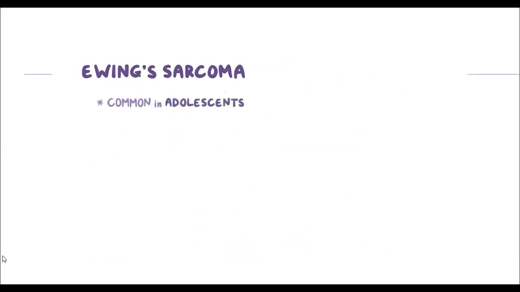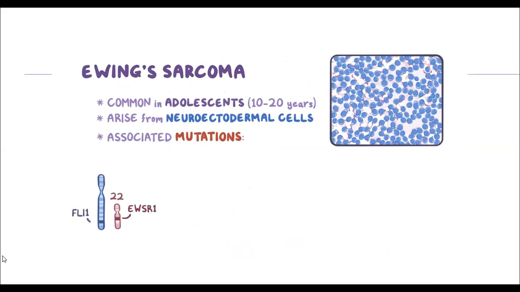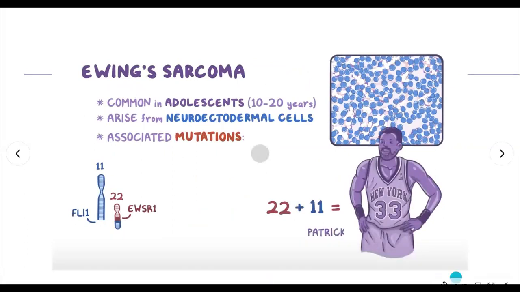Another type of malignant bone tumor is Ewing sarcoma, which is also common in adolescents, typically between the ages of 10 to 20 years. Ewing sarcoma is thought to arise from neuroectodermal cells, which look like small, round, blue cells on microscopy. Ewing sarcoma is associated with chromosomal mutations, specifically a translocation between the EWSR1 gene on chromosome 22 and the FLI1 gene on chromosome 11. You can remember this by 22 plus 11 equals 33, the jersey number of the former basketball player Patrick Ewing.